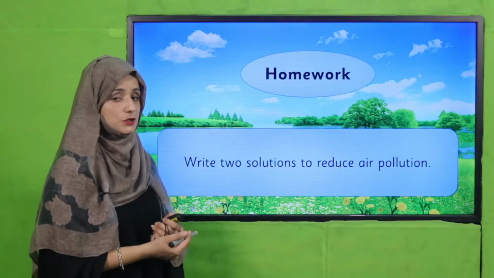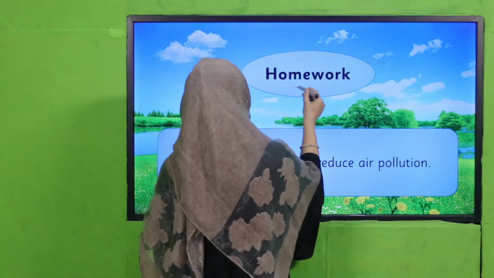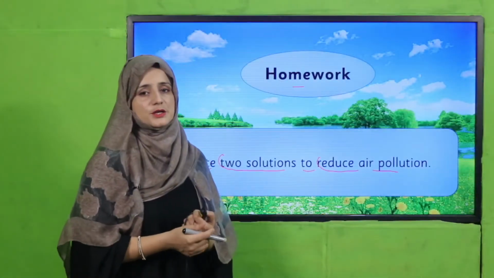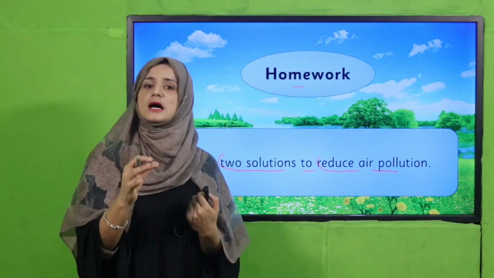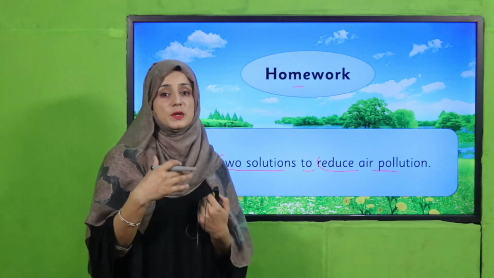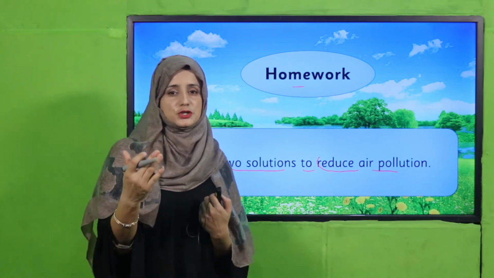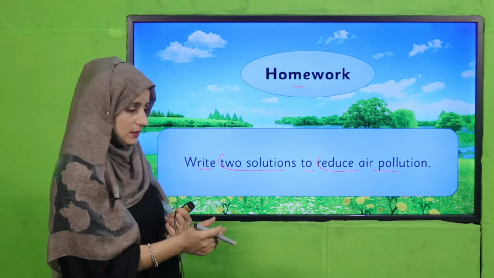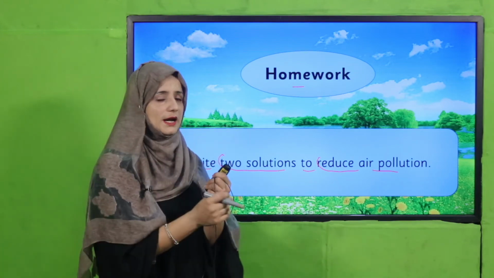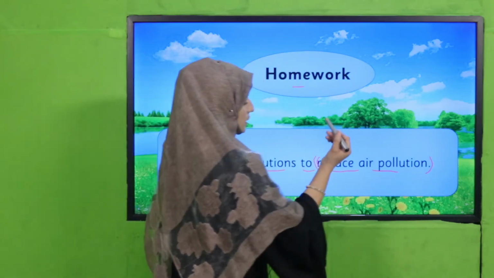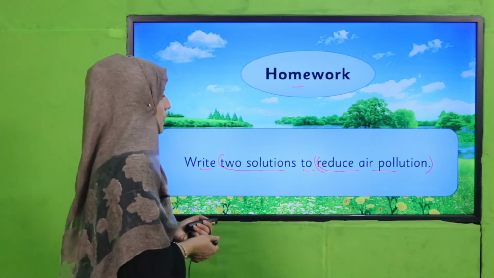Okay, excellent. You have done it. And what's our homework for today? Write 2 solutions to reduce air pollution. Yes, my dear students, we have learned today what air pollution is and how it is caused by human and natural activities. So now you will think about the lesson, you will brainstorm your ideas, and you will give 2 solutions for how we can reduce air pollution.